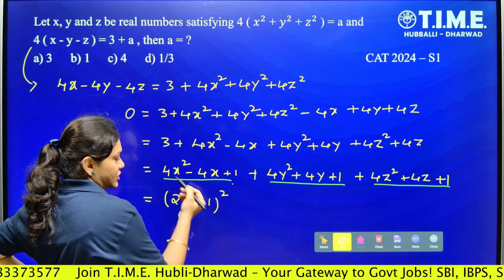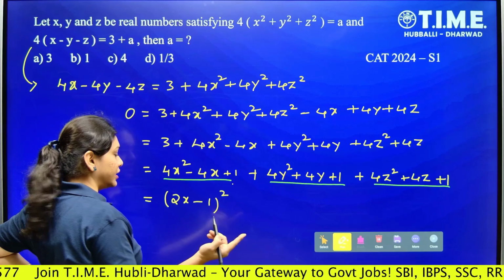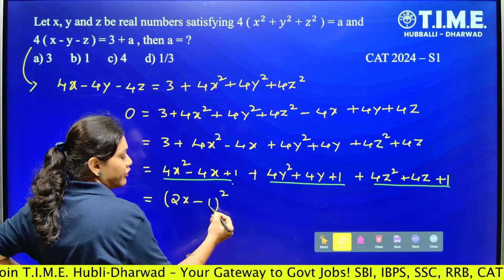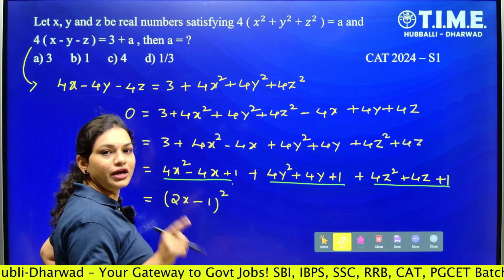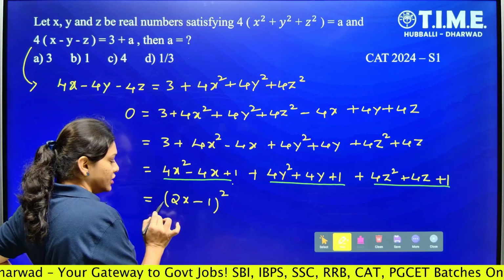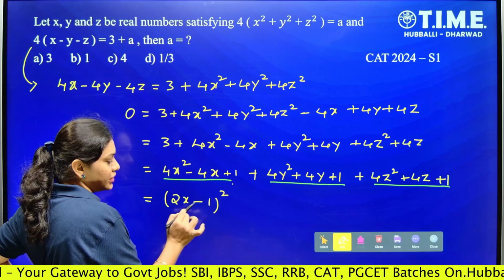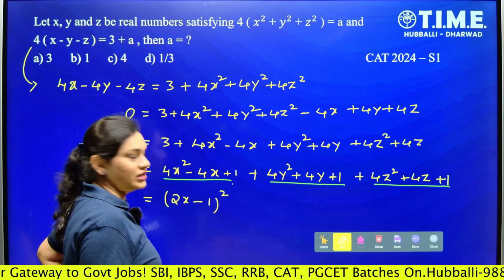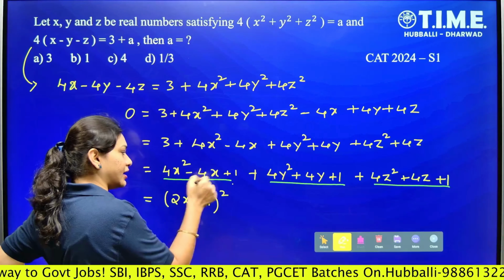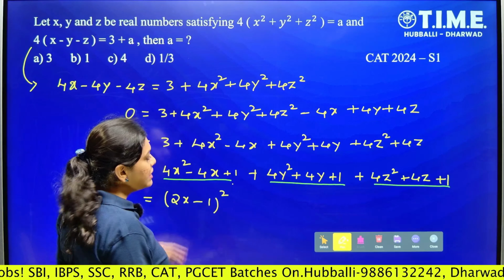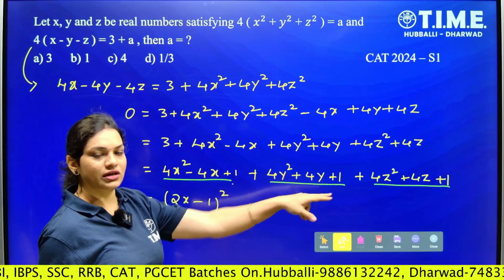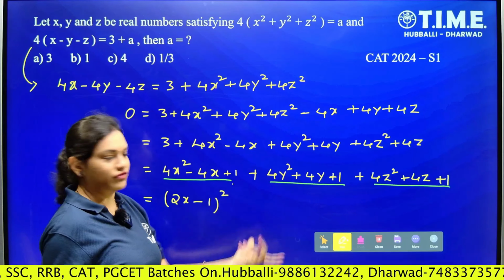2x whole square, which is a square, is nothing but 4x square, plus b square. The b value is 1, and 1 square is 1 itself, minus 2ab. Minus 2ab in the sense 2 into 4x into 1 will again be 4x itself. So we can write this as (a minus b) whole square format. Similarly, if I observe this, it is in the format of (a plus b) whole square only, right?